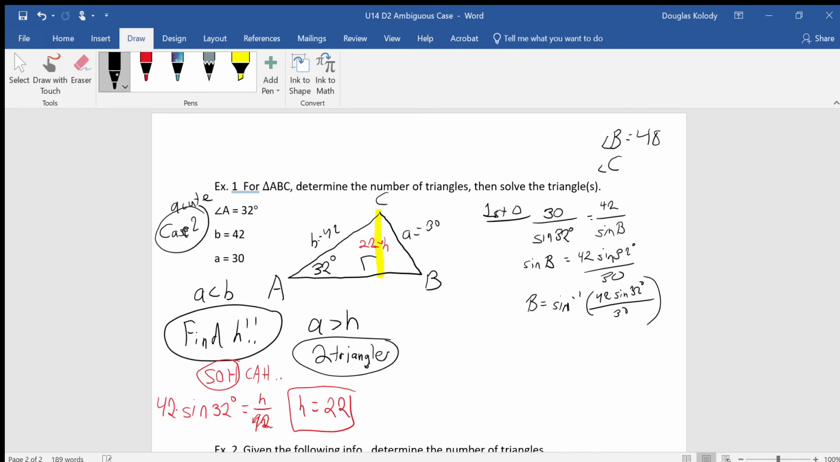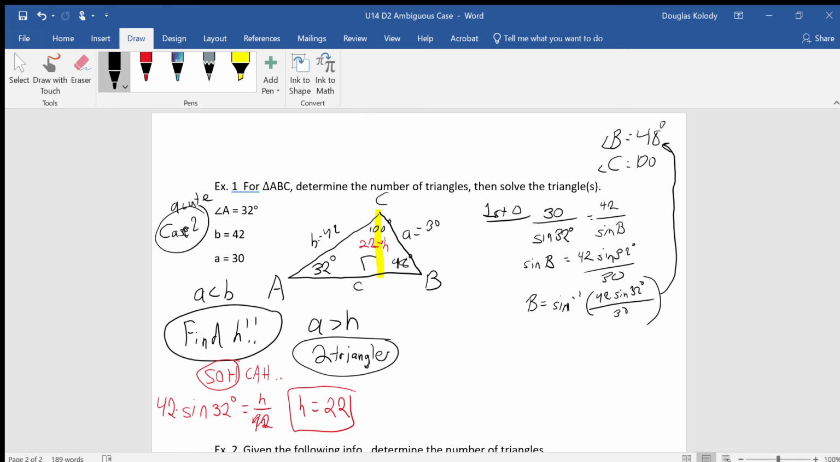And I'm just going to cut to the chase right now. If I add up 48 and 32, and then I subtract from 180, C is going to equal 100 degrees. So there's that right there. What else do we need to find? We need to find side C. Fine, let's find side C right now. Now that I know that angle C is 100 degrees, I'll even write that in there. 100 degrees, and this is 48 degrees.